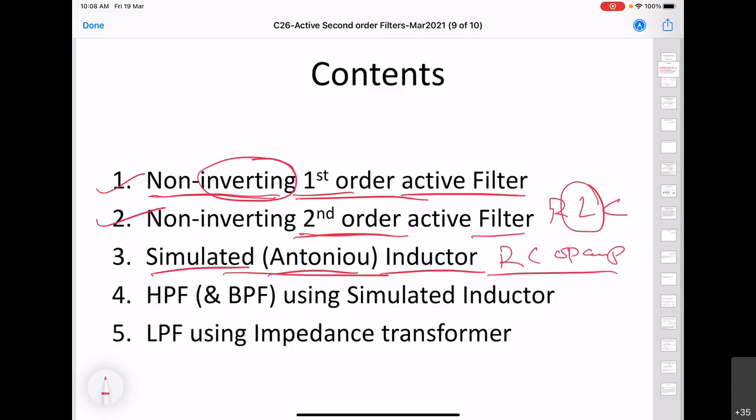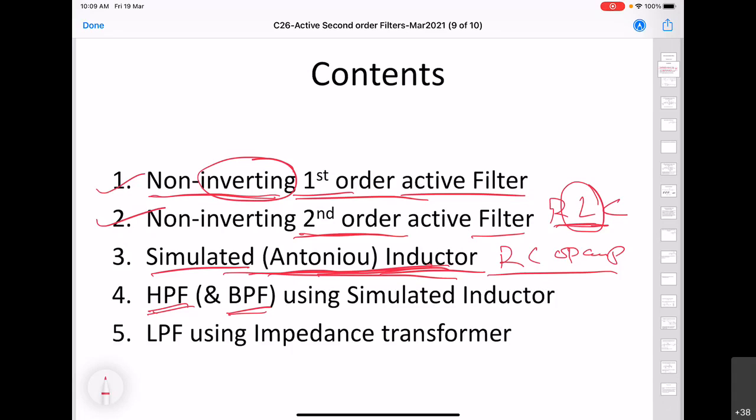So we will use this circuit and revisit the high pass and band pass filters using RLC. In these two circuits, we will substitute the inductor by this simulated inductor. We will see that although the simulated inductor circuit is big in terms of the number of components used, still when fabricated in IC technology, it will occupy significantly small area compared with a conventional inductor fabricated using the same technology.